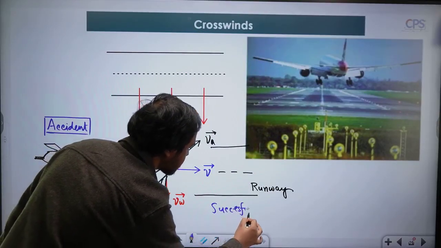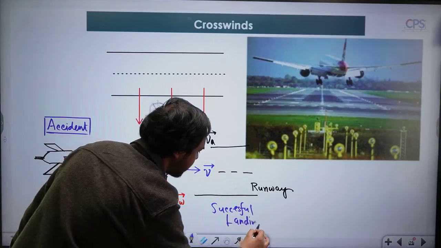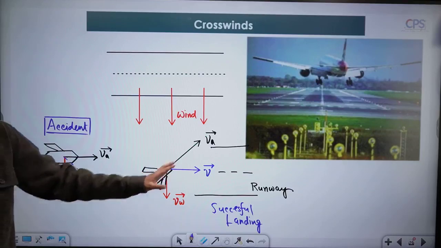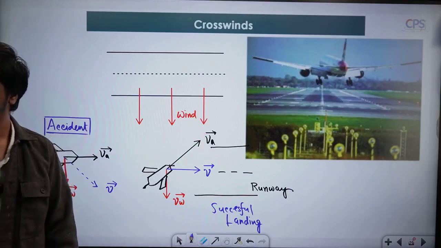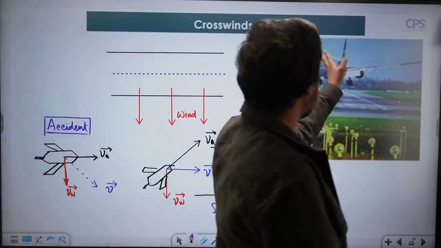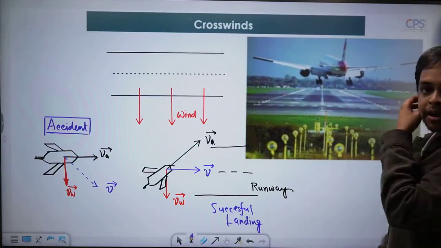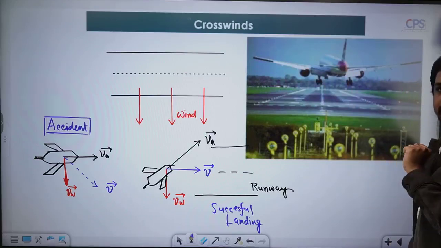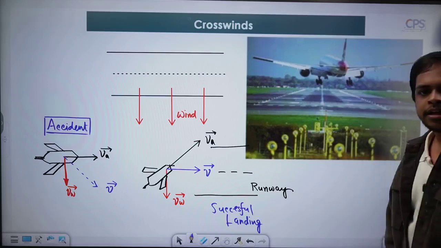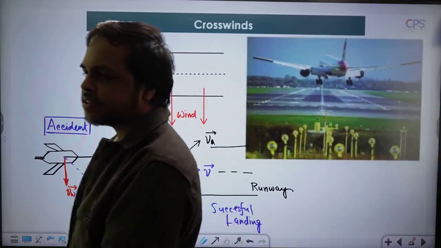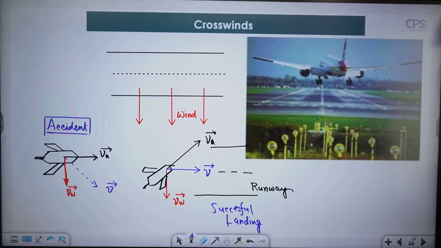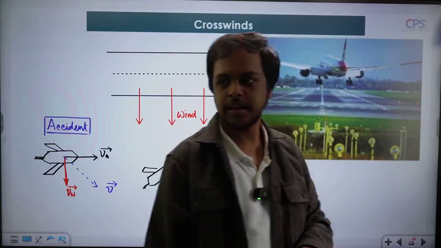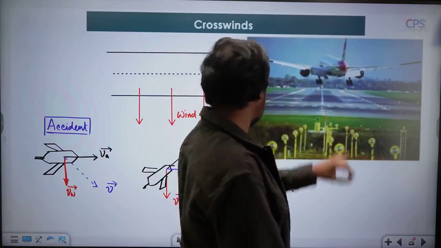So for a successful landing, the aircraft has to move in this way. See, this is what is happening. If from now on you ever see an aircraft heading in a different direction rather than the runway, you could easily say there is a wind. If it didn't have the wind, the aircraft would nicely go in this direction. But it has a wind, so it's going in this direction.